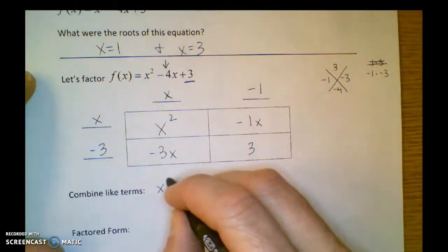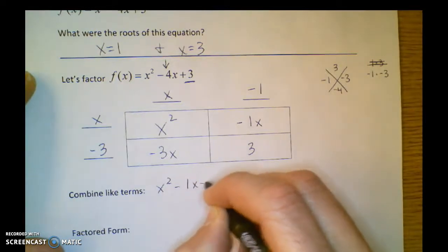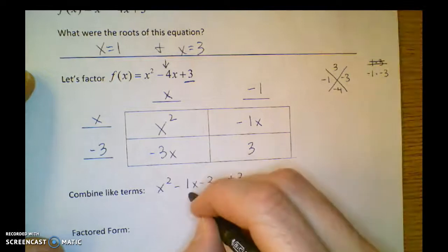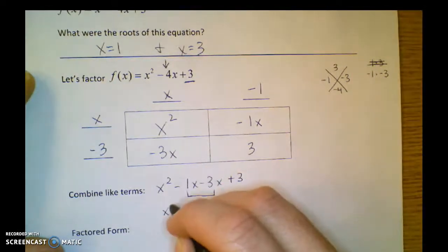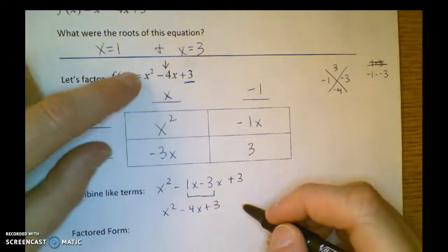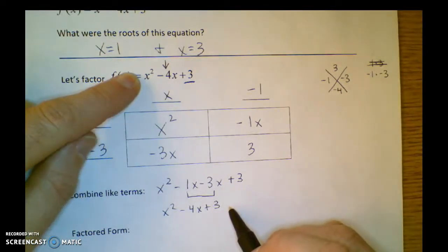That's x squared minus 1x minus 3x plus 3. I notice there are like terms right here, so I'm going to combine them. So I'm just showing you where the original equation comes from. This is where we started, and now I'm getting to here.